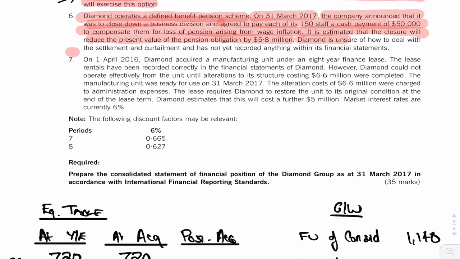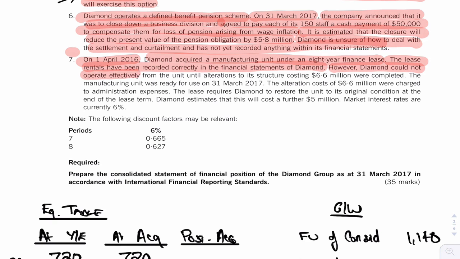Oh, there's a little bit of this. They weren't sure how to deal with it. Yeah, okay, I've dealt with it. Number 7, at the start of the year, they acquired a manufacturing unit under a finance lease. 8 years at the start of the year. The lease rentals have been recorded correctly, okay.